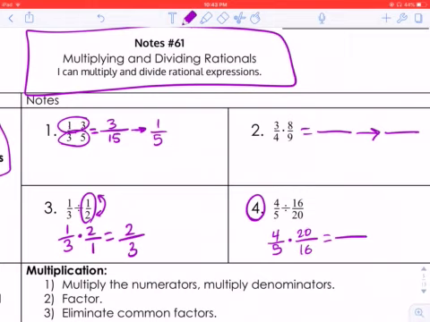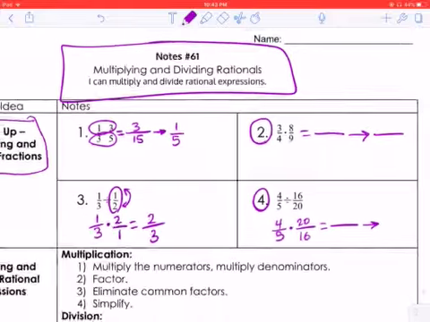Go ahead and write your fraction, and then simplify as necessary. Go ahead and pause the video if you need to. Take a second to do numbers 2 and 4, and then we'll come back.